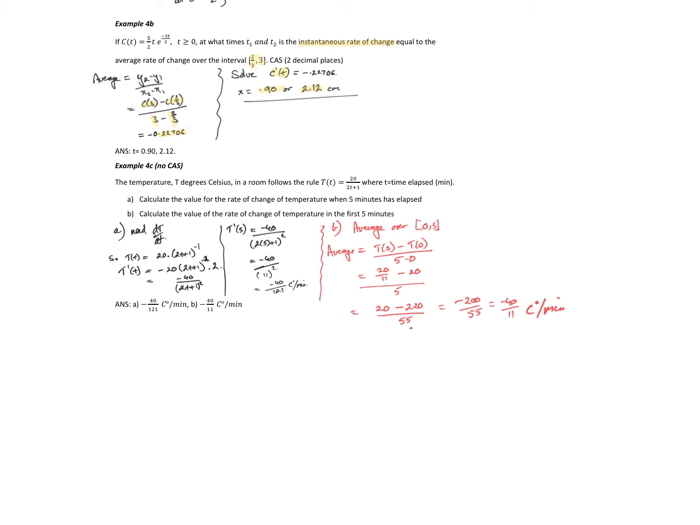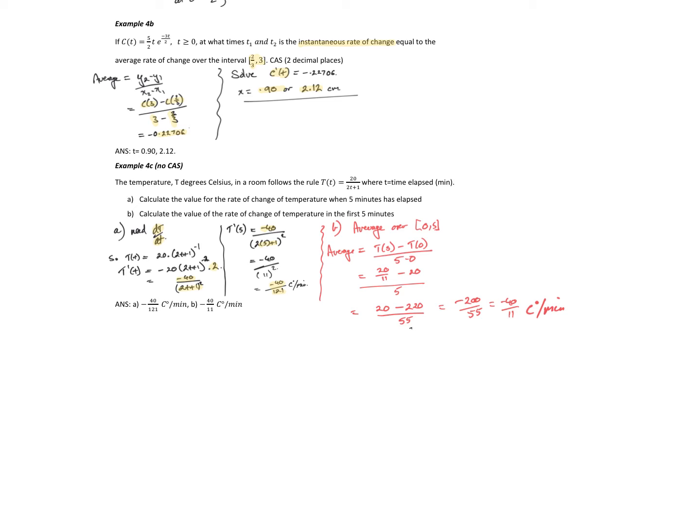So that's the instantaneous. So capital T for temperature, lowercase t for time. So T dashed of t, if I differentiate, minus 1 comes out the front, 20, 2t plus 1, take 1 from the power, multiply by the derivative of the inside, which is 2. I end up with negative 40 over 2t plus 1 all squared. So that's my instantaneous rate of change. I'm interested at t equal to 5, which gives me negative 40 on 11 squared, which will give me negative 40 on 121.